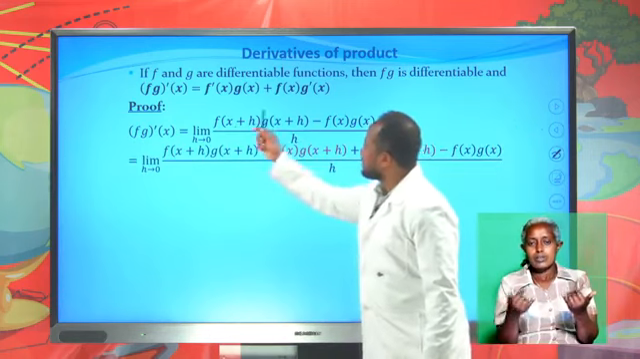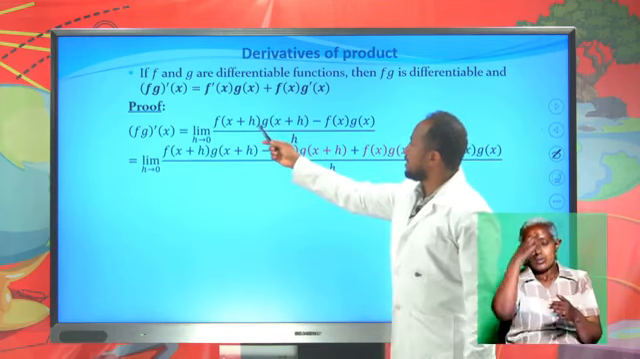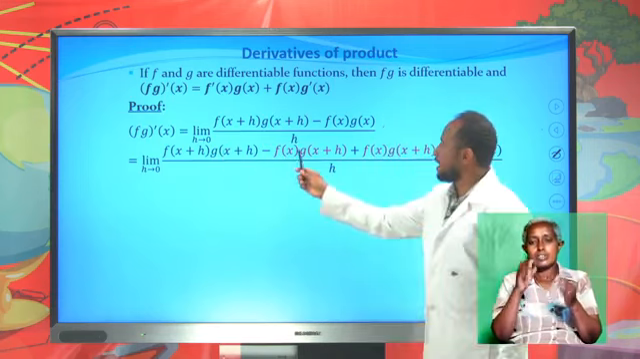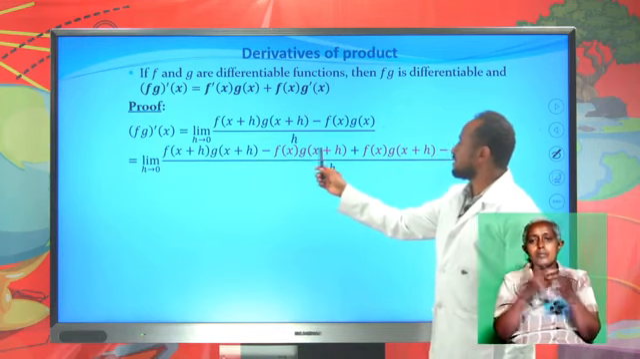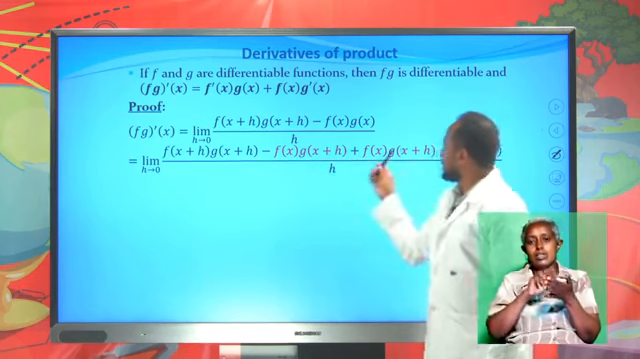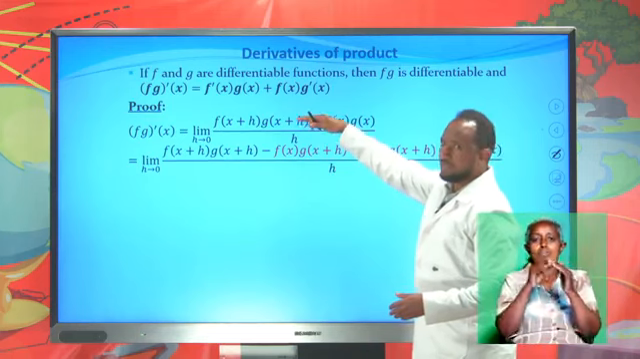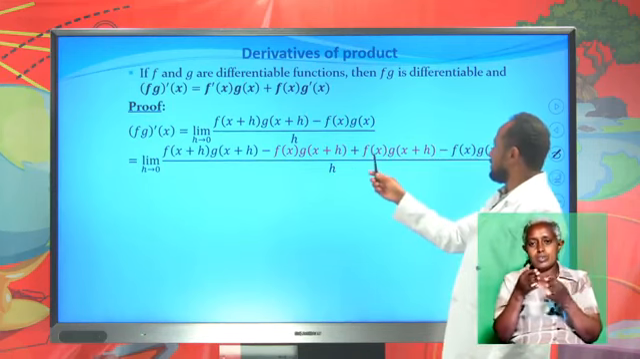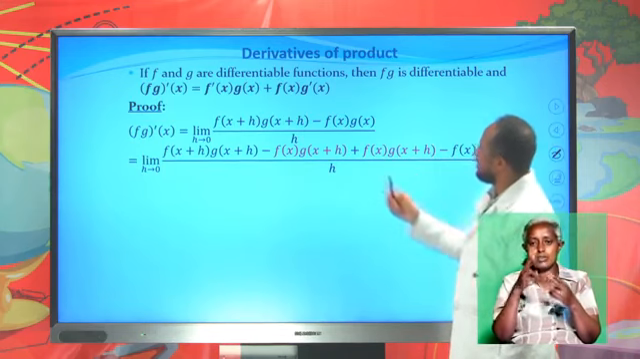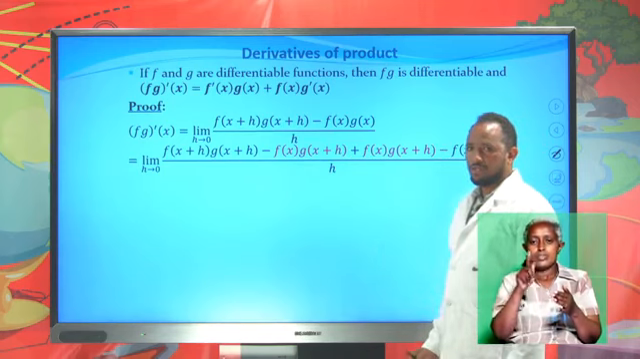Now this expression is equivalent to this one, because here f of x plus h times g of x plus h is here. I subtract f of x times g of x plus h and add it here. So the sum is 0. So it is equivalent to the above expression. Therefore here this plus f of x times g of x plus h, and this one is minus f of x g of x, over h.